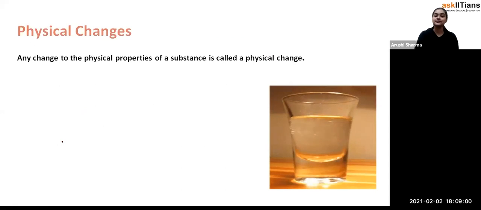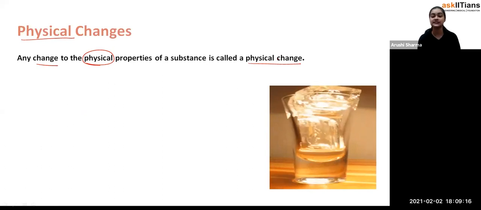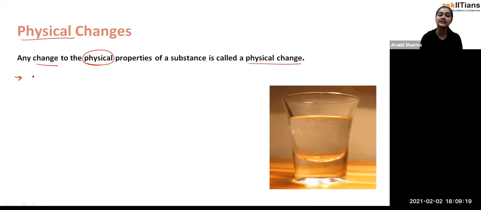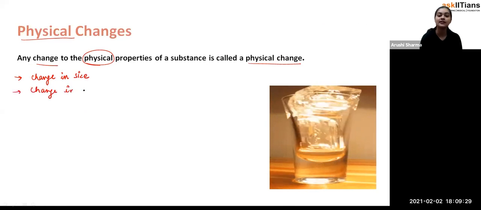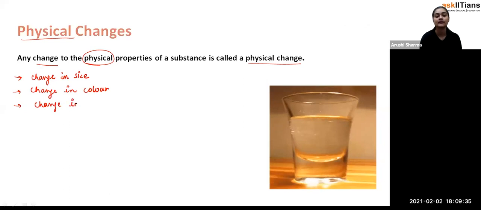So now physical changes, students. First of all, any change to the physical properties of a substance is called a physical change. As I already told you, whenever there is a change in the physical properties of a substance, we call it a physical change. Whenever there is a change in size, or change in color, or change in shape, or change in state, such types of changes are called physical changes.